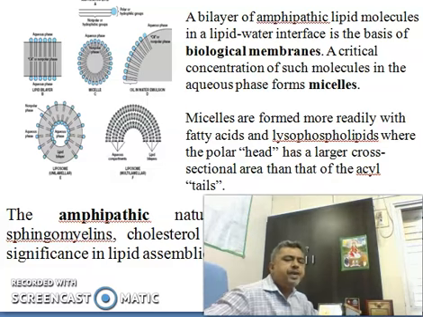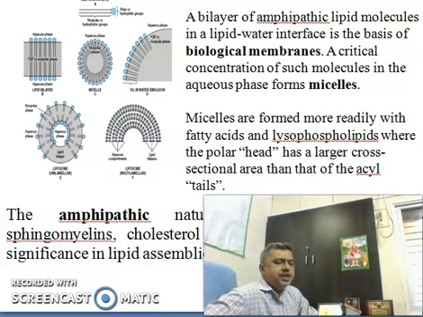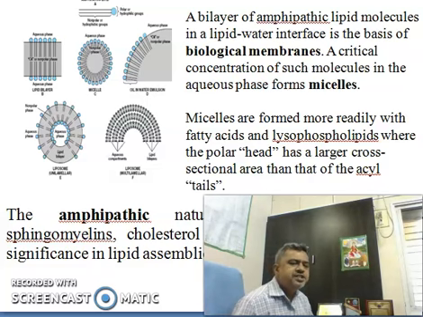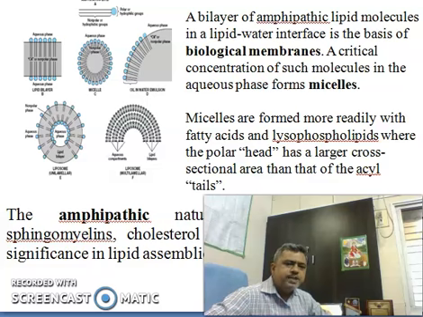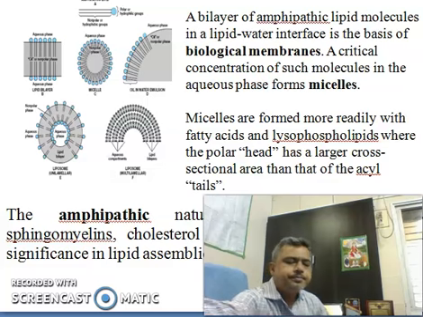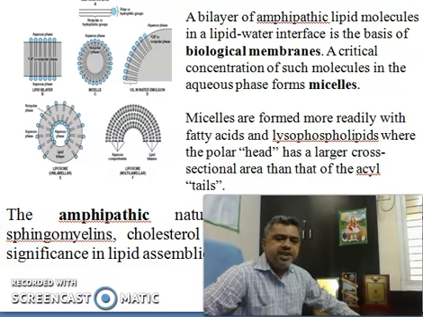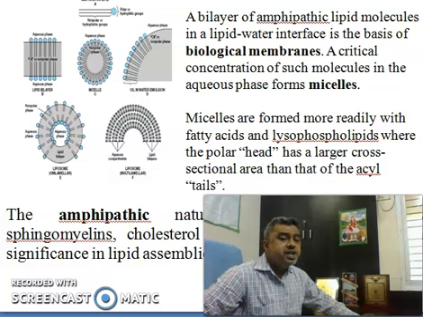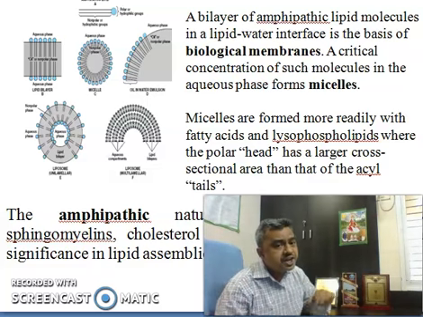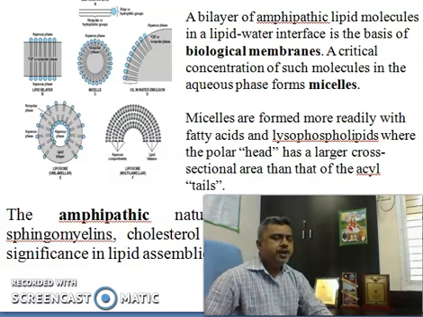A bilayer of amphipathic lipid molecules in a lipid-water interface is the basis of biological membrane. What is the basis of biological membrane? Tell me. A bilayer of amphipathic lipid molecules in a lipid-water interface is the basis of biological membrane.